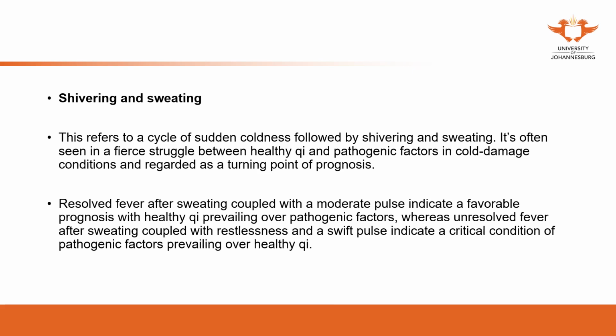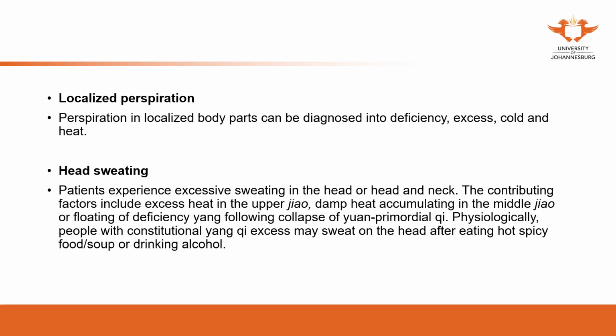Apart from these different types of sweat, we also need to talk about the location. Different locations of the sweat can indicate different situations, such as sometimes the patient has sweat on the head only, or sometimes they have sweat on parts of their body. What do these symptoms mean? So the next topic we begin to talk about is localized perspiration. Perspiration in localized body parts can be diagnosed into deficiency, excess, cold, and heat. So all kinds of sweating can be diagnosed into deficiency, excess, cold, and heat.